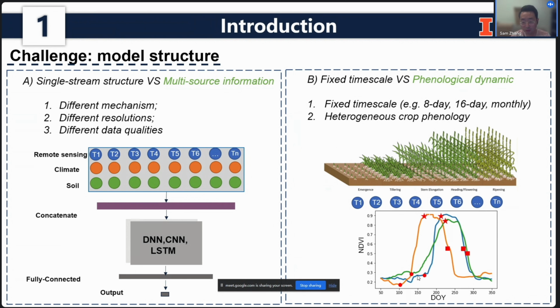That's quite different. But the climate data and the satellite data usually have fixed time scales, like 8 days, 16 days, or monthly data. So the same time step for different pixels usually represents totally different meanings. That causes a problem. When you feed those time series into the models, each time step represents different meanings, which causes a lot of trouble for the deep learning models to learn those patterns. That's from the model structure.